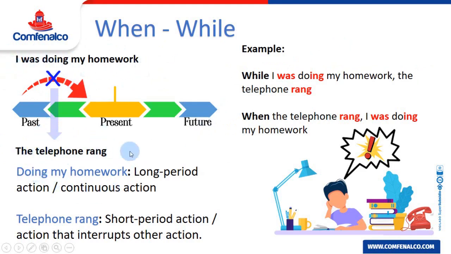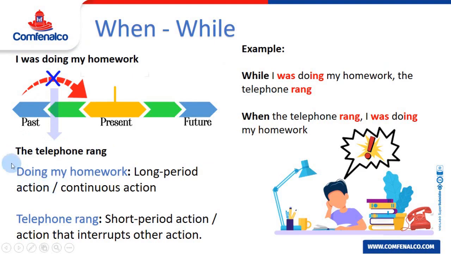Yo estuve haciendo mi tarea. El teléfono sonó. As you can see, the first sentence is in past continuous or past progressive. La primera oración está en pasado continuo o pasado progresivo. And the second sentence is in past simple. Está en pasado simple. ¿Qué pasa aquí? As I told you before, there is an action that interrupts another. Hay una acción que interrumpe la otra. Por lo general, ¿cuál acción interrumpe la otra? Aquella que está en simple past. Interrumpe a la que está en past progressive.